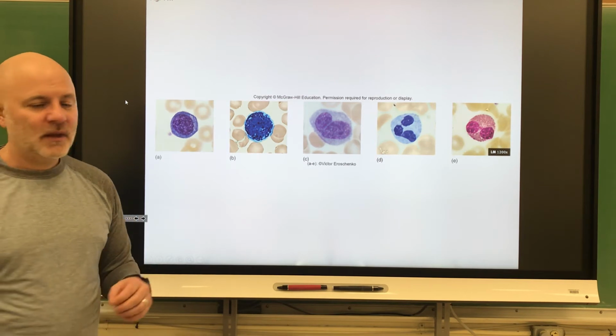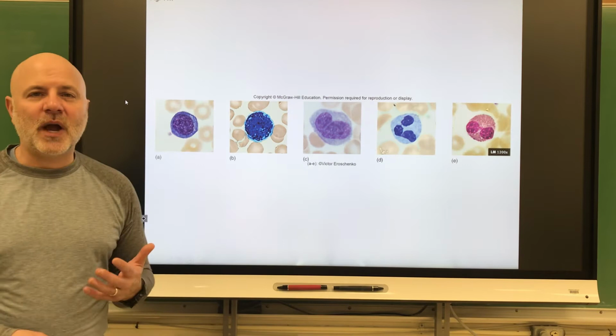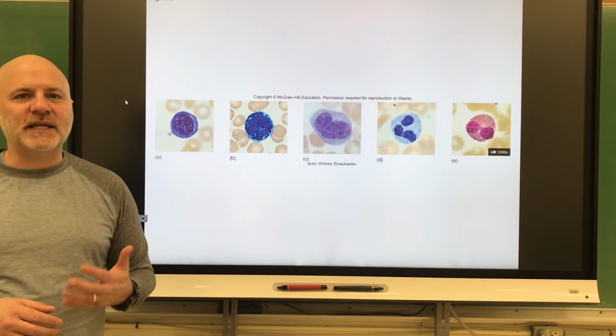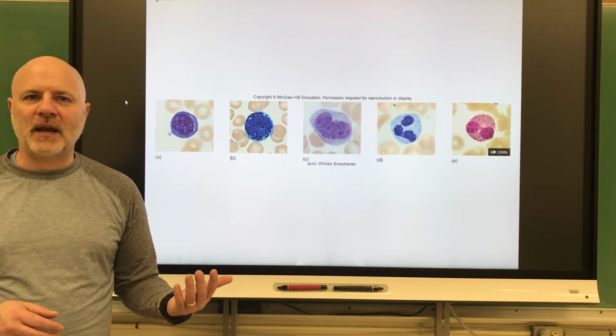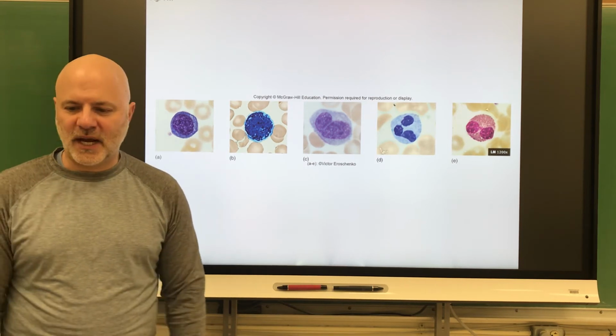All right. Next are B lymphocytes, also known as B cells. These are white blood cells that produce antibodies. And an antibody is a protein that attacks foreign cells or proteins. We'll talk more about antibodies a little bit later in this chapter and into another chapter.